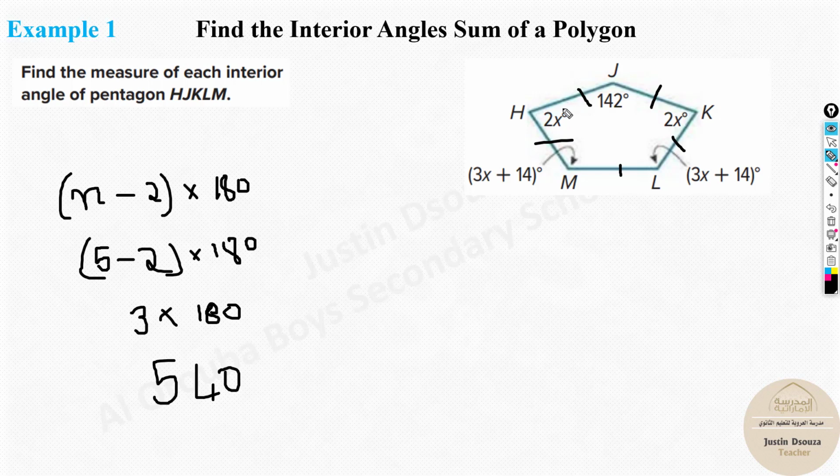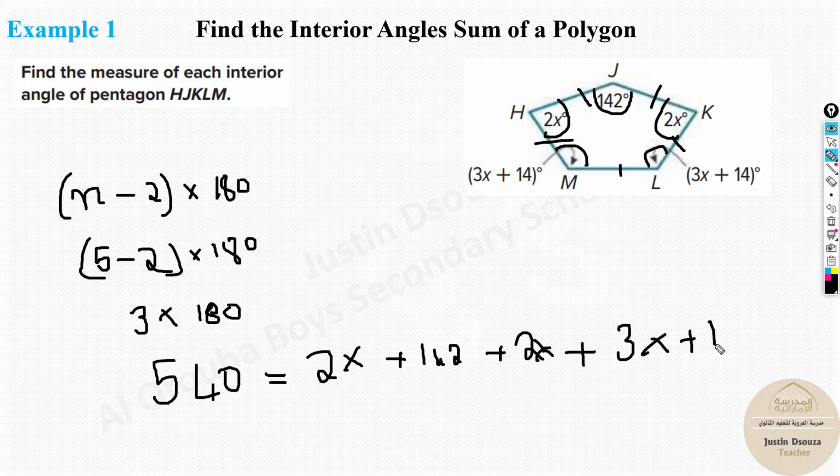I just realized a mistake I was making in the drawing. I meant all the angles inside. So if you add all the angles inside, it would be 540. So now let's equate 540 to the sum of all the variables. So 2x plus 142 plus 2x again plus 3x plus 14 plus 3x plus 14. These are all the terms which we need to add, with 142. So when you add all these inside angles, you must get 540.